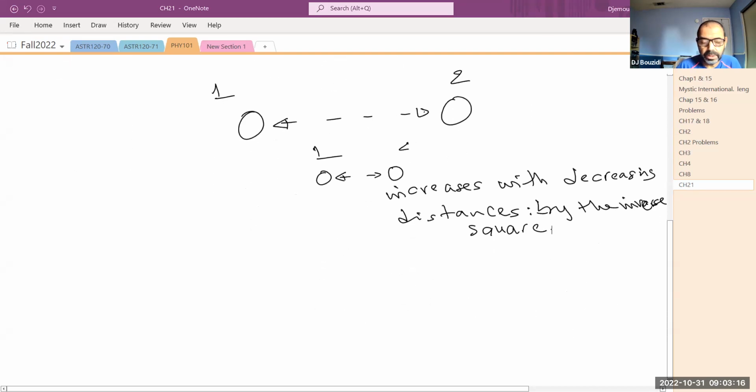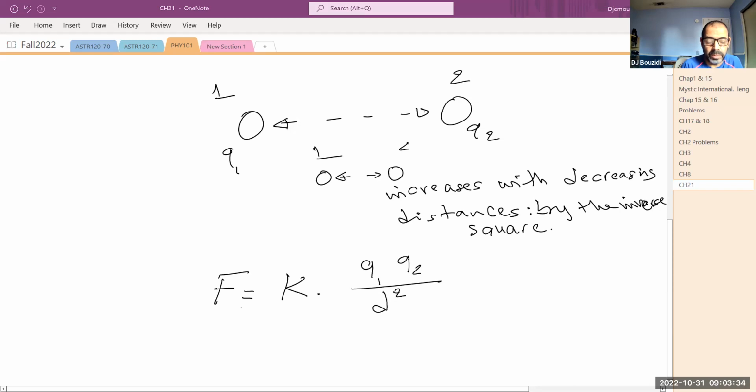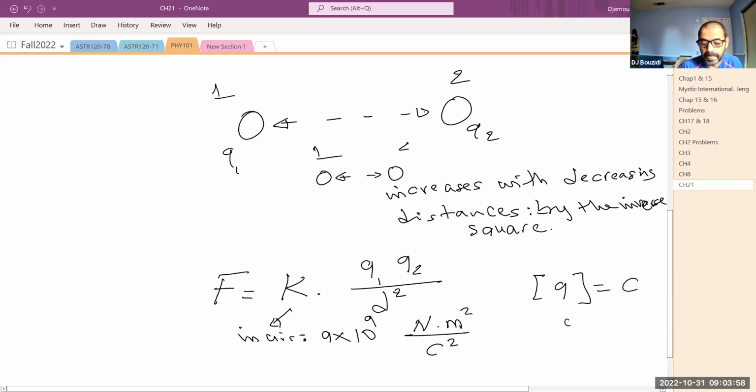As a matter of fact, we put it in a law that we wrote in the lab and also in the lecture: the force that these two charges experience is proportional to their charges. I'm calling Q1 here and Q2 here. So the product of the two charges divided by the distance squared, okay? The constant happens to be, in vacuum or in air, just a number, 9 times 10 to the power 9. The units are Newton times square meter divided by the square of the unit of charge, which we define as the coulomb.